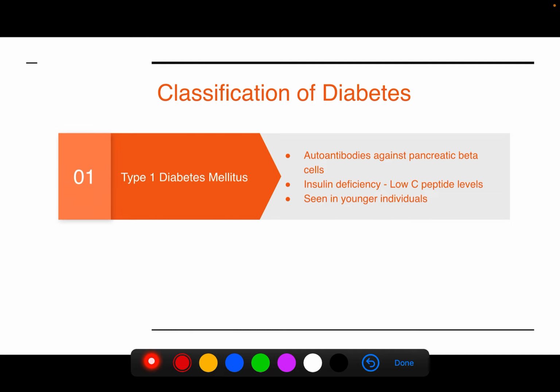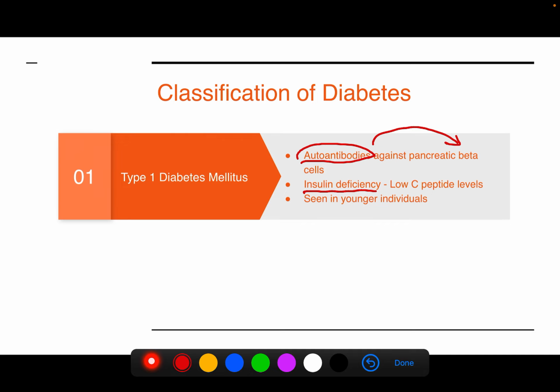Here there are autoantibodies against the pancreatic beta cells. These antibodies destroy the pancreatic beta cells, and because pancreatic beta cells are destroyed, there is insulin deficiency. In my video on the pathophysiology of type 2 diabetes mellitus, I have told how C-peptide is actually a surrogate marker for insulin.